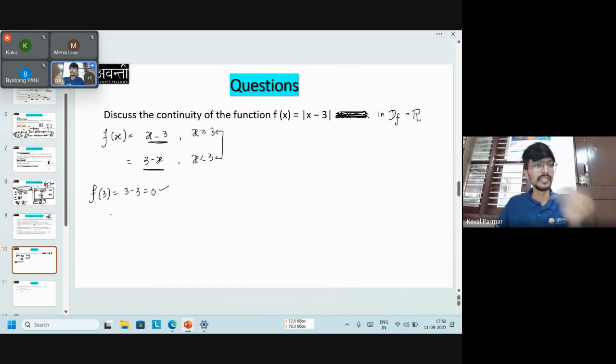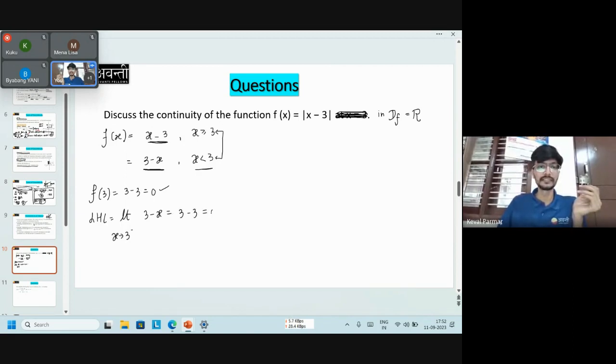Now we have to check both LHL and RHL since the function is split. LHL means limit x tends to 3 minus. Less than 3 means this definition, 3 minus x, which is 3 minus 3, which is 0. Now let's check RHL. RHL means limit x tends to 3 plus. 3 plus means this definition, so I will use x minus 3. No indeterminate form. So 3 minus 3, which is equal to 0.